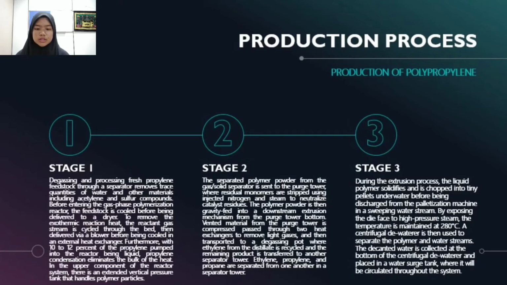The decanted water is collected at the bottom of the centrifugal dewaterer and placed in a water storage tank where it will be circulated throughout the system. The last one is the recycled water is piped, filtered, and refrigerated before being returned to the underwater pelletizer unit. Only dry polymer pellets are supplied to a classifier for size separation processing from the centrifugal distillate water.